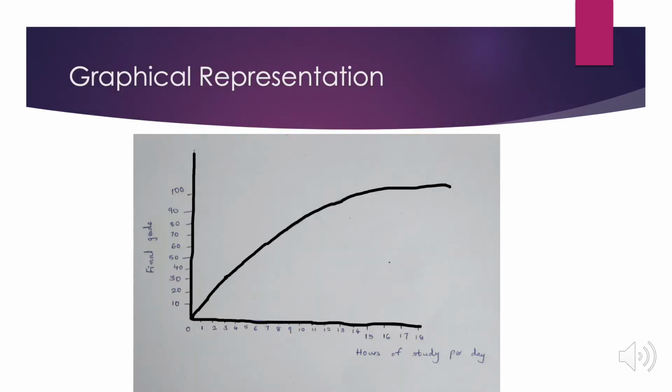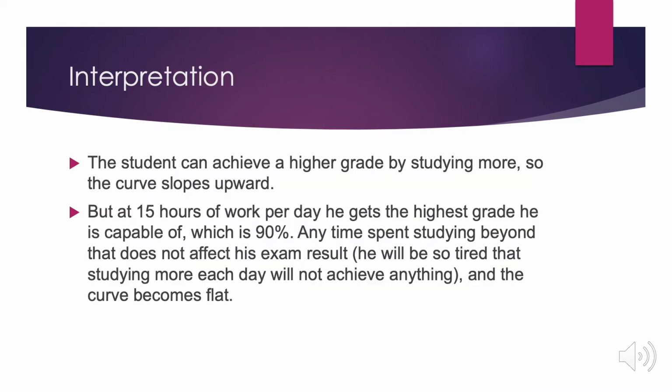If we plot this relationship on a graph, we can get the curve as shown here. He can achieve a higher grade by studying more, so the curve slopes upward till he reaches 15 hours. At 15 hours of work per day, he gets the highest grade he is capable of, which is 90%. Any time spent studying beyond that does not affect his exam result. He will be so tired that studying more each day will not achieve anything and the curve becomes flat.